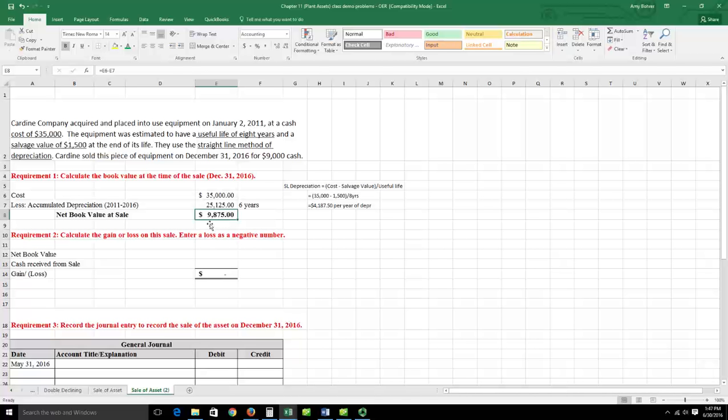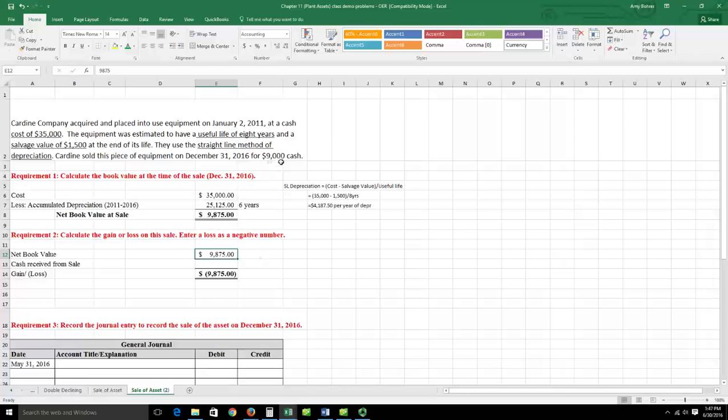And so that's the amount that you would key into MyOpenMath for the first requirement, what's your book value at the time of the sale. Then the second requirement asks you to figure out the gain or the loss on the sale and enter the loss as a negative number. We can key in the book value we just calculated, $9,875. And again, these calculations are ones you're going to have to do on a separate piece of paper. The only thing MyOpenMath is asking you to enter is this number here and this number here, and then the journal entry.